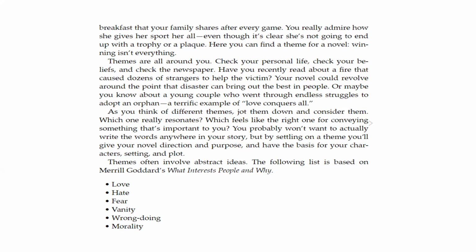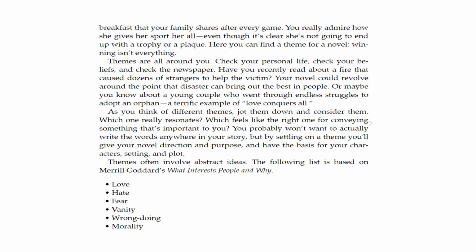As you think of different themes, jot them down, which means write them down and consider them. Like I said, go back to them, you'll be surprised. Which one really resonates or sounds good to you? Which one feels like the right one for conveying something that's important to you? You probably won't want to actually write the words anywhere in your story, but by settling on a theme, you'll give your novel direction and purpose and have the basis for your characters, setting, and plot. And that's pretty good. That's three big points right off the bat.